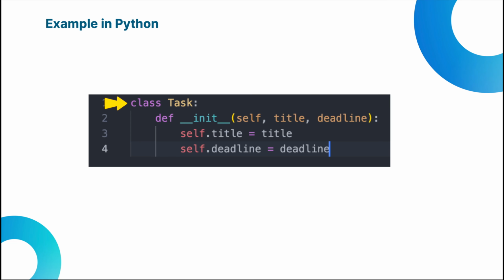Here, task is the class, which is the blueprint. It says that every task has a title and a deadline. Notice the special method, double underscore init double underscore. This is called the constructor. It's like the instructions for how to actually create a new object from the class. It takes in the values we give, like the title and the deadline, and assigns them to that new object.